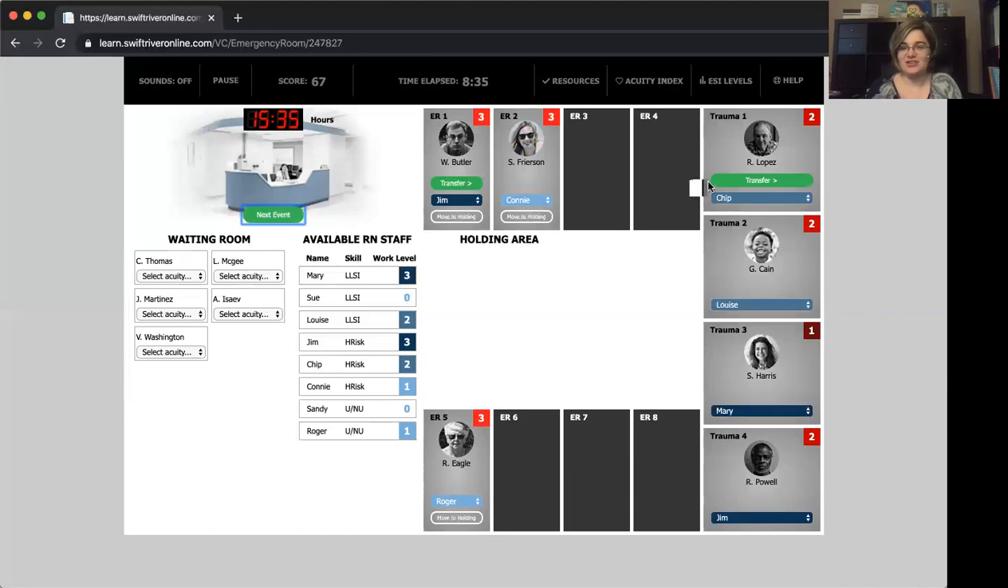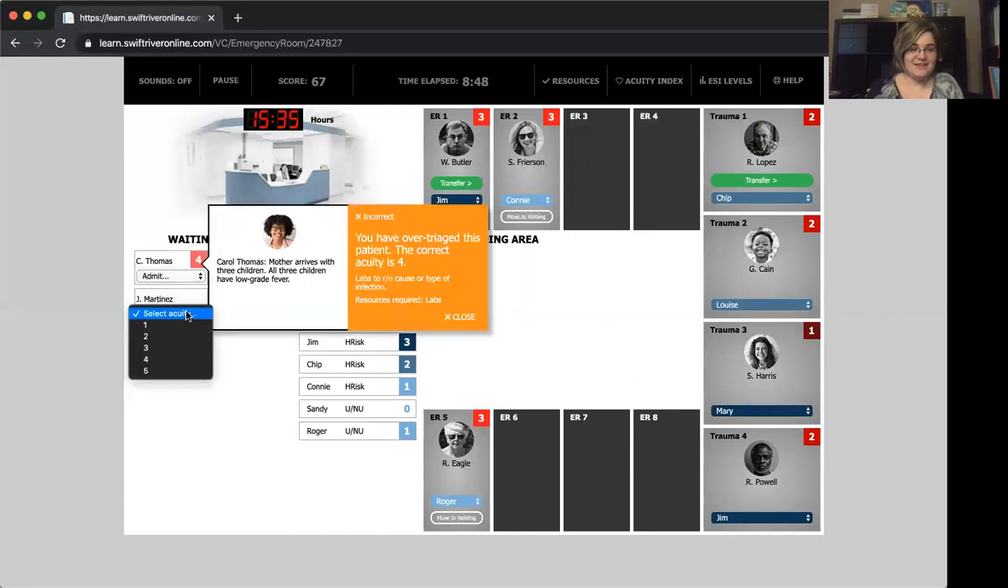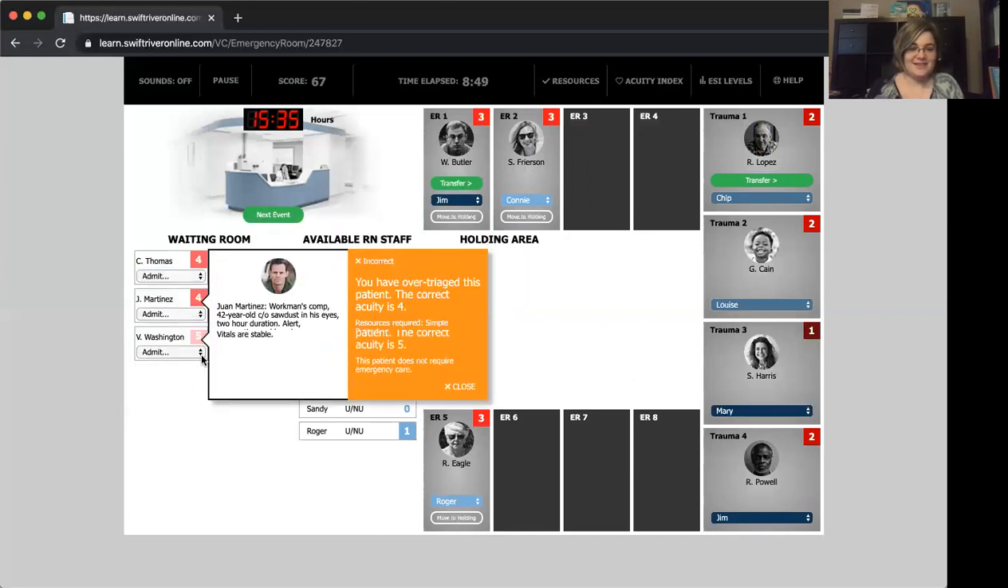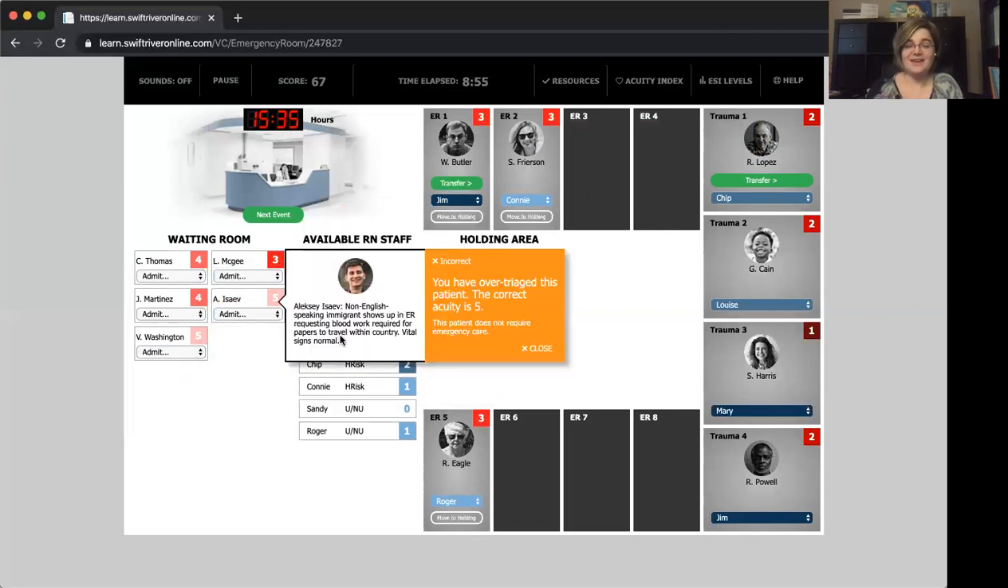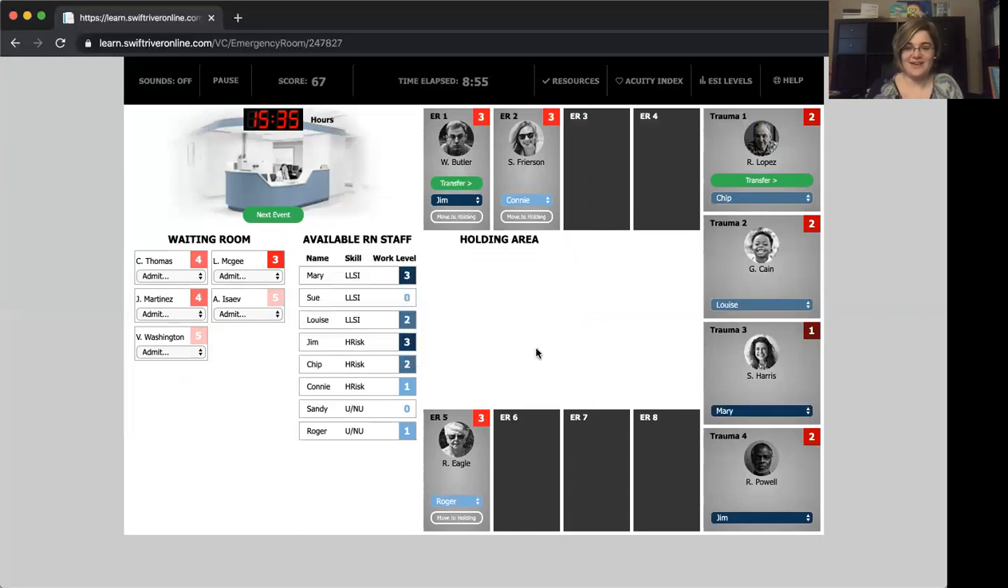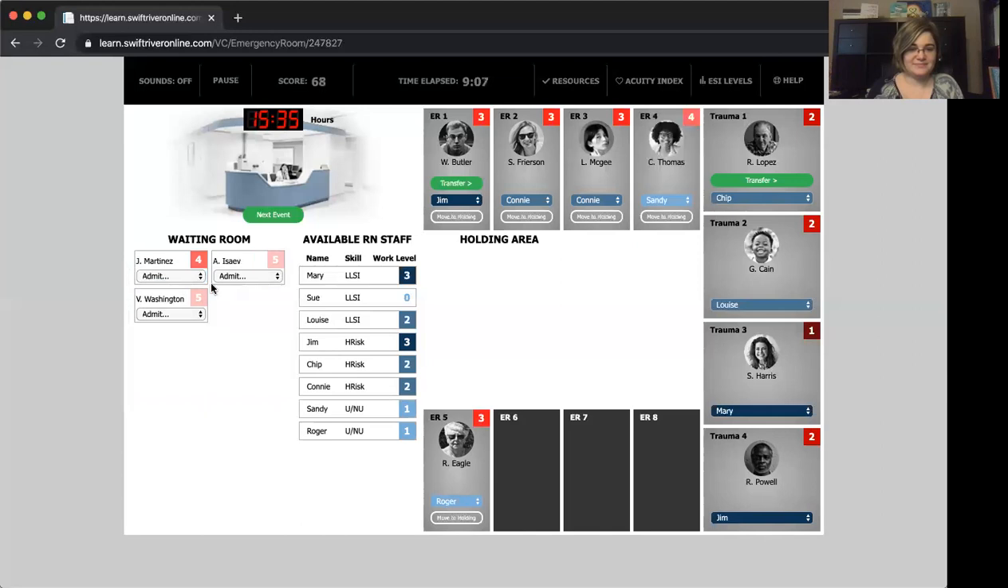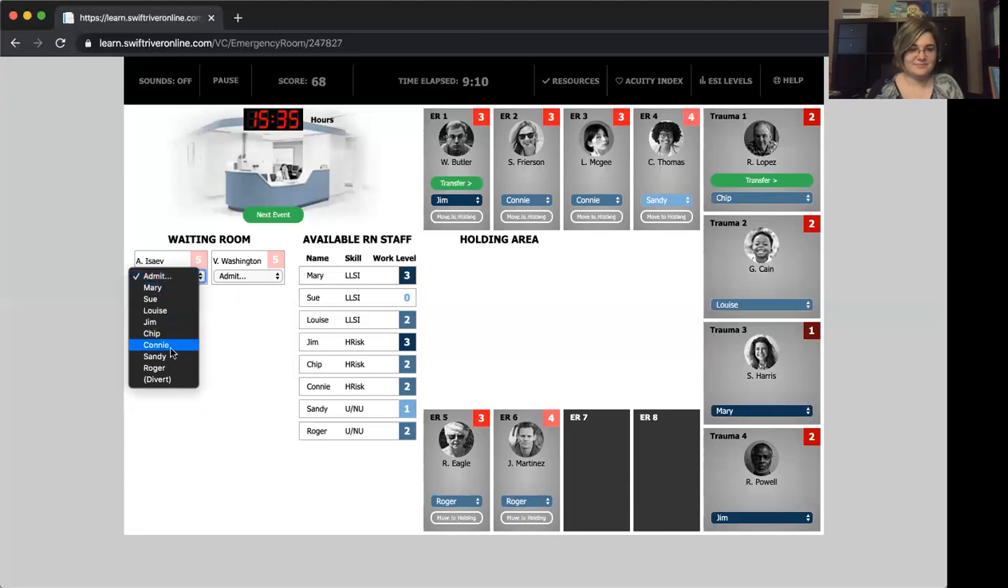Next event, now I can transfer this patient. I could if there was a bed available, and hopefully free up a bed. Obviously I can't, so again, I'm gonna have to play these. Again, not reading, just clicking. Well, luckily, none of these patients require a trauma bay. So I'm gonna admit some of these patients. And Sue doesn't have anybody, so we're gonna give this patient to Sue.